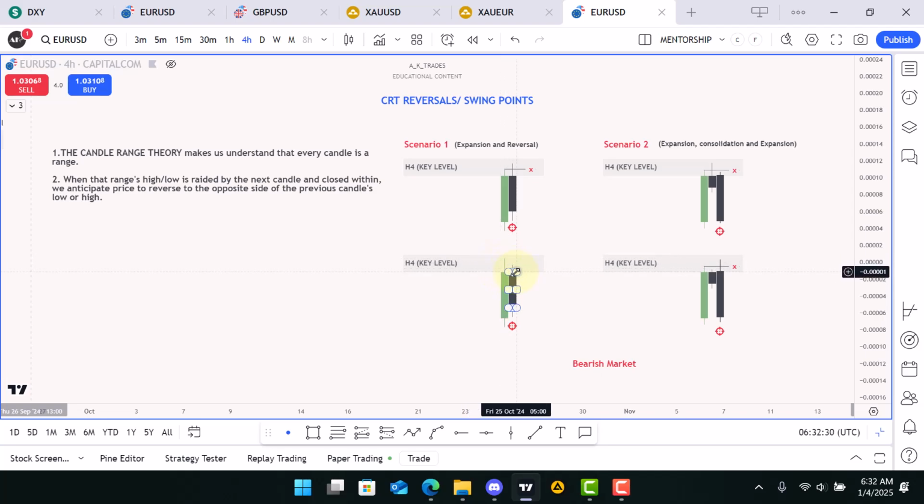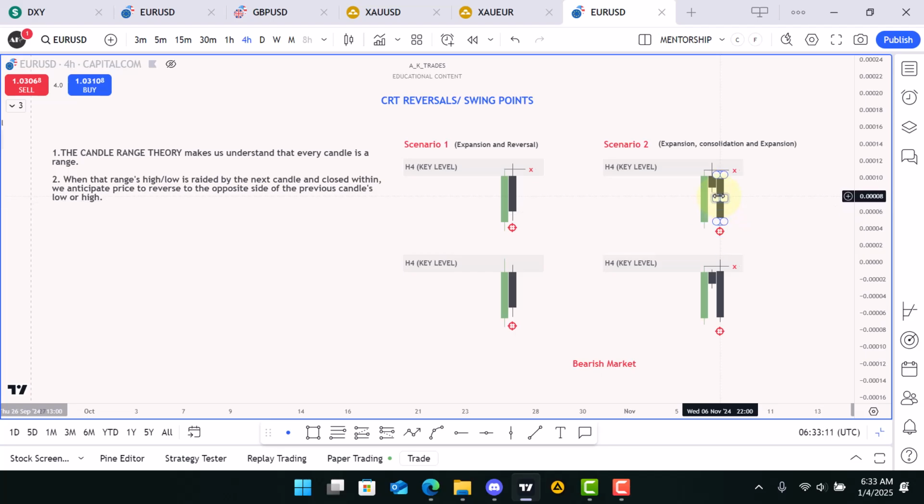So when candle 2 opens, all it needs to do is to form its high within the reversal signature of the previous candle. So it opens, taps into the change in state of delivery or market structure shift with displacement, and then descends lower to our 4-hour external range liquidity. Now let's move on to scenario 2. In scenario 2, what we have here is an expansion into a consolidation phase and then expansion lower.